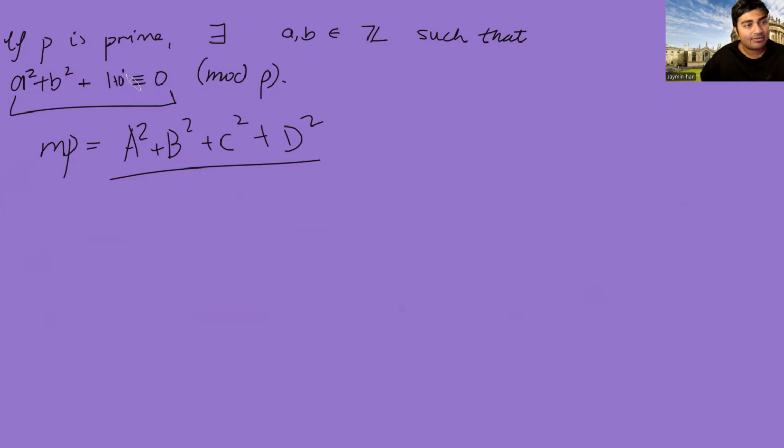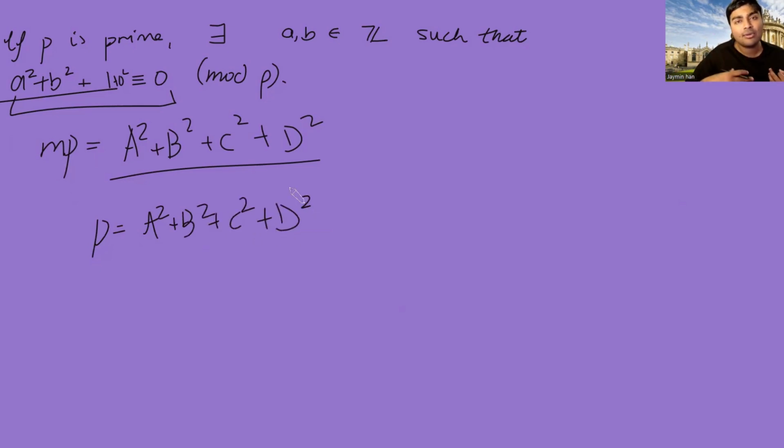I mean, if I just add 0 squared here, I get that a squared plus b squared plus 1 squared plus 0 squared is m times p, is a multiple of p. And so we have that. And then what you do is say, okay, there exists some m, so we may as well take m to be as small as possible. And it turns out then that m has to be 1, and you can prove that by contradiction. So then you have that any prime can be written as the sum of 4 squares.